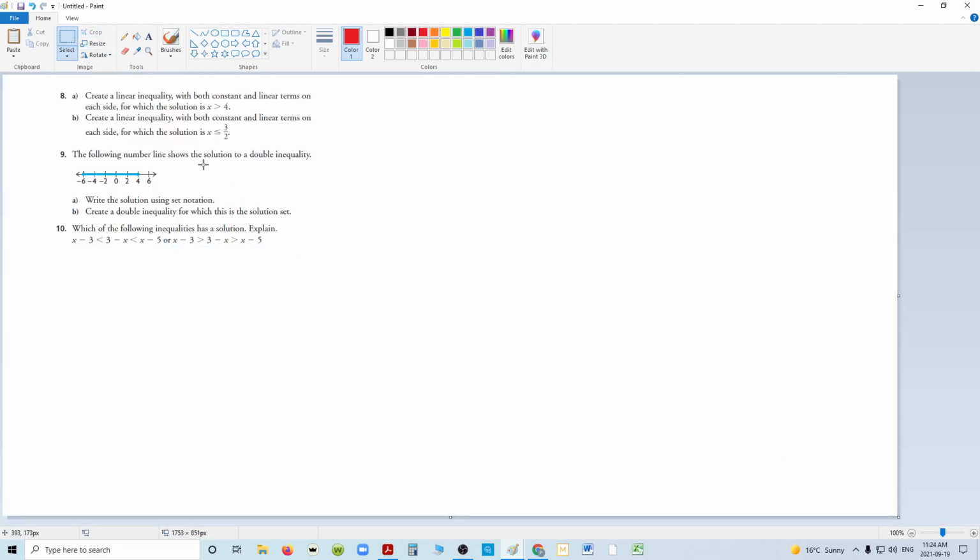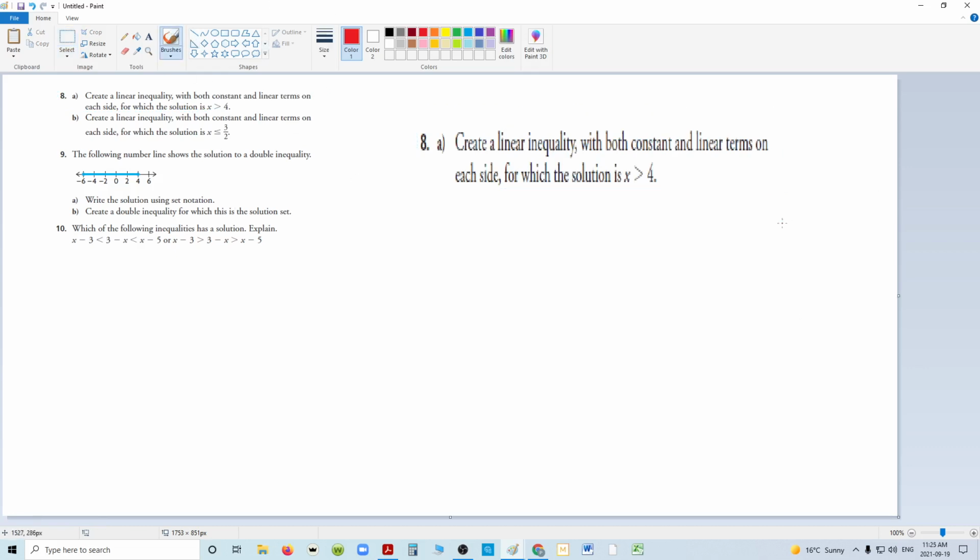Create a linear inequality with both constant and linear terms on each side for which the solution is x greater than 4. So now they just want you to sort of, you might say, well, what a waste of my time, but it helps you realize the connection of these things. So we're going to take a linear inequality with both constant and linear terms on each side. So we're going to come up with two solutions.